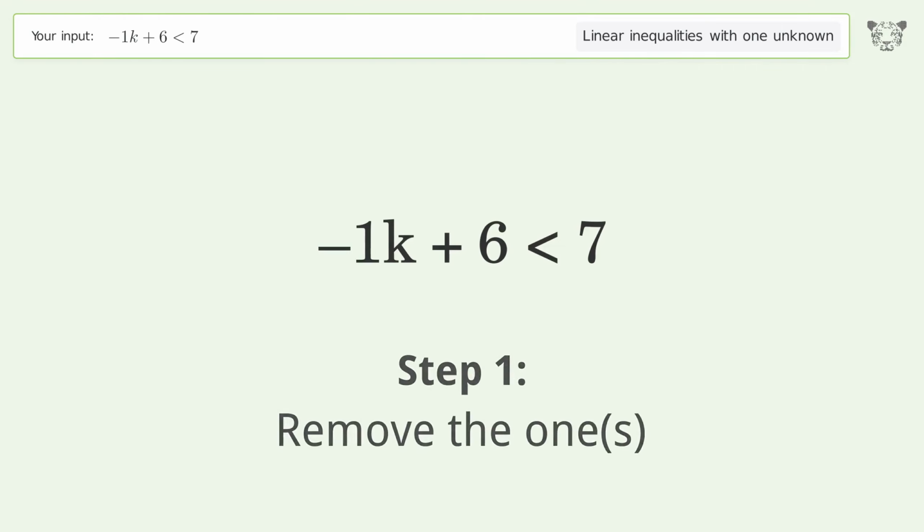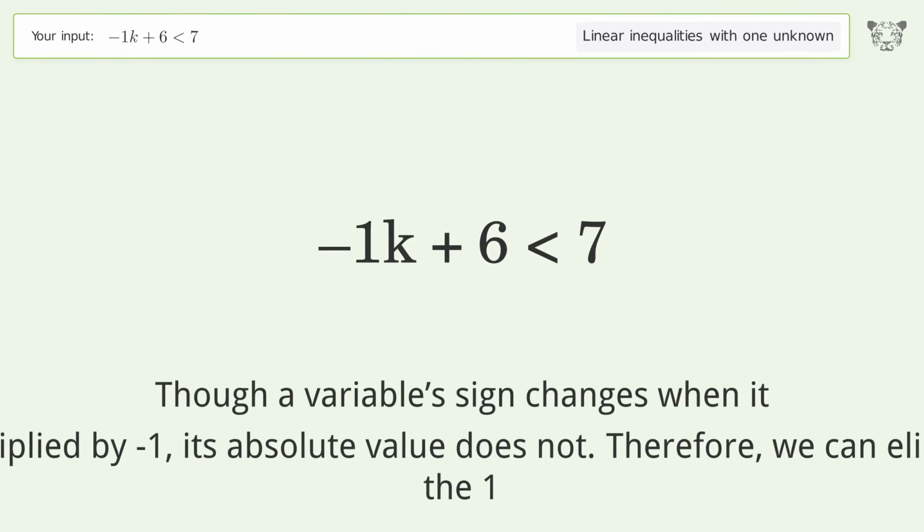Remove the ones. Though a variable's sign changes when it is multiplied by -1, its absolute value does not. Therefore, we can eliminate the 1.